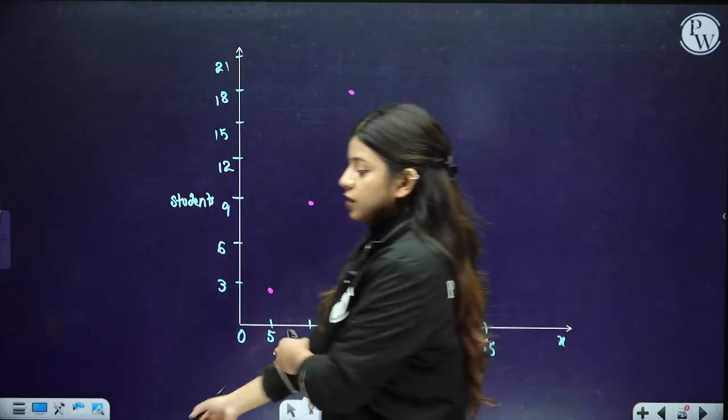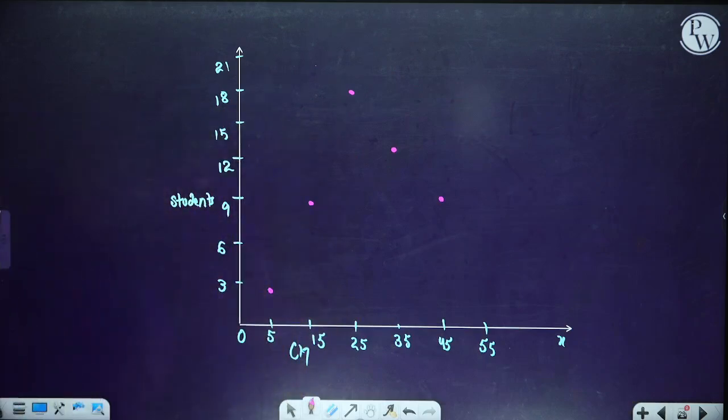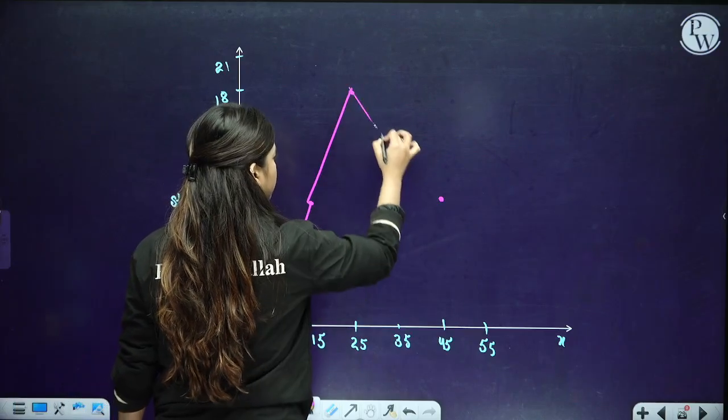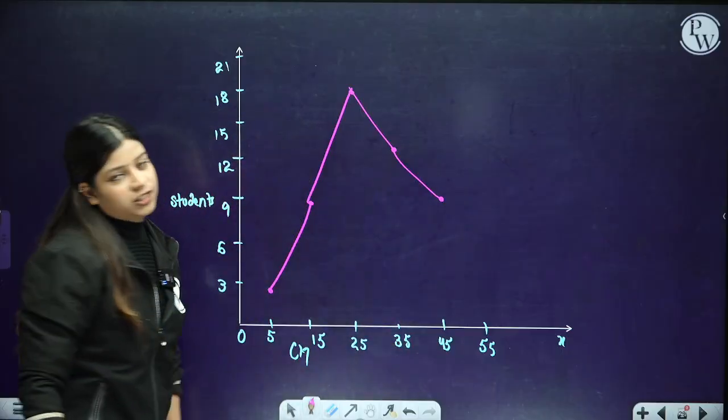Okay, so this is what we get as our frequency polygon. This is what a frequency polygon looks like. Okay, I hope that this thing is absolutely clear with everyone. Okay, now let's join them with freehand. So this is for section A.